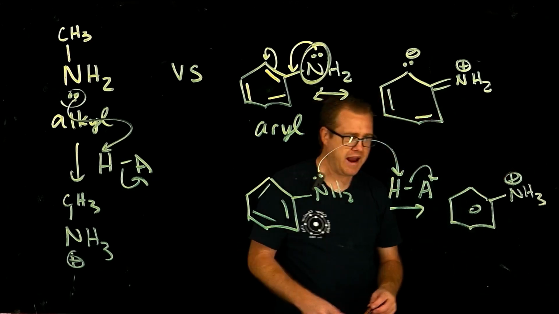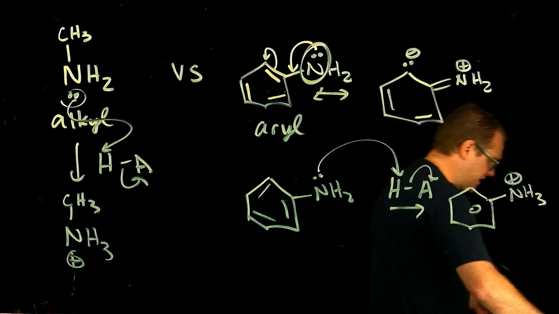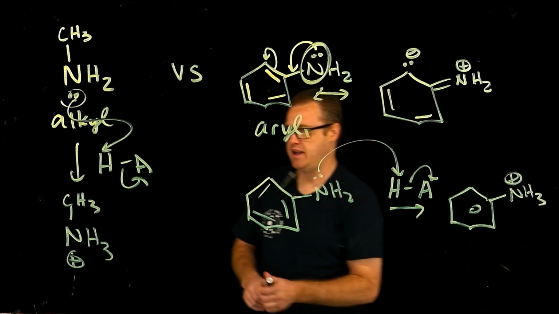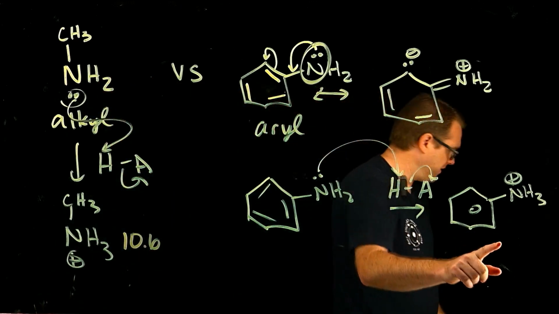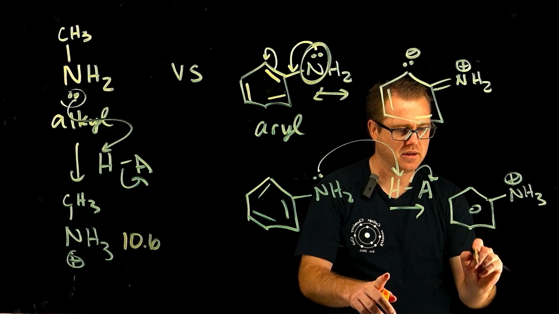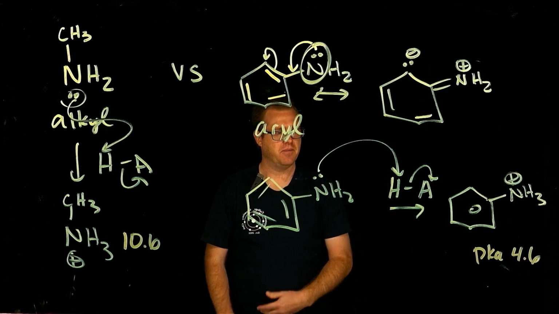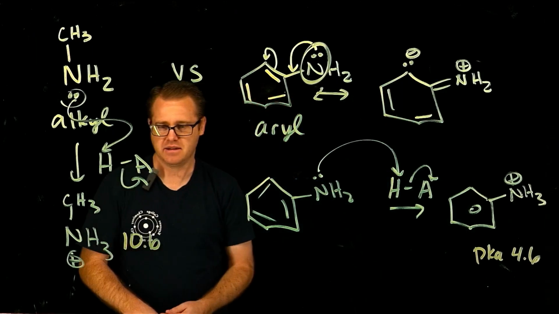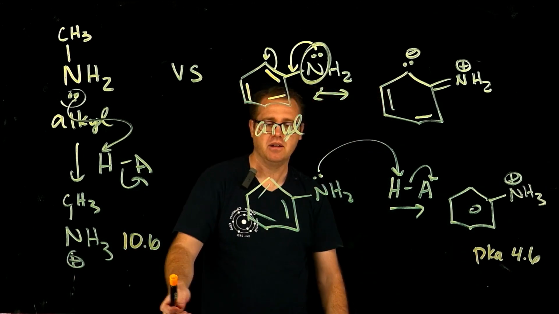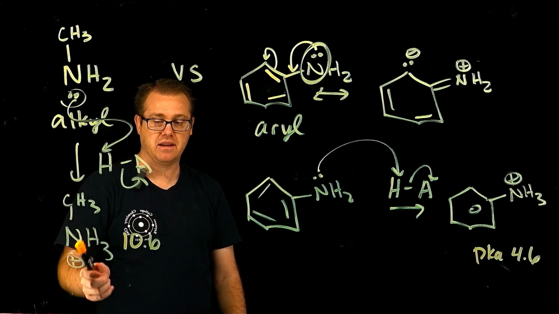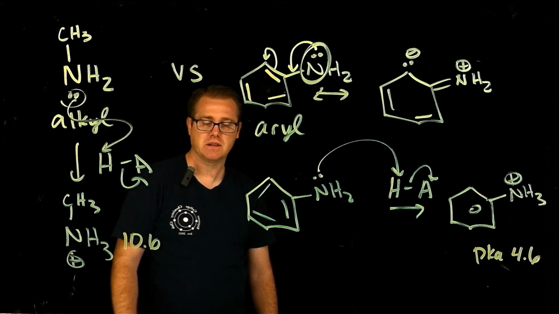So just to compare here, the pKa's of this guy. What did I say this guy was? 10.6, I believe. Yeah, so the pKa of this guy is 10.6. And then the pKa of the protonated form of aniline is 4.6. Right? So when you're looking at that, these pKa values are going to tell us, hey, the base from which this acid came from is going to be more basic. Okay?